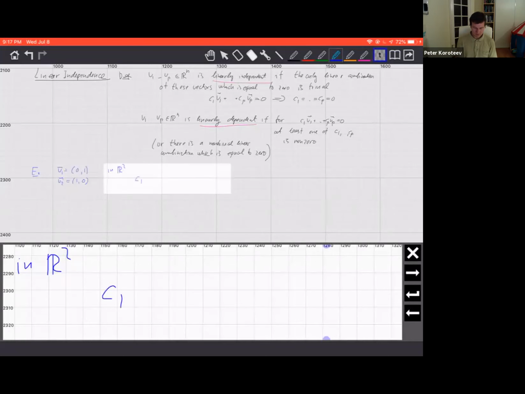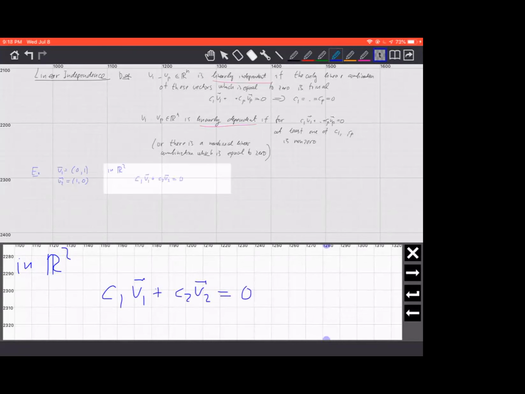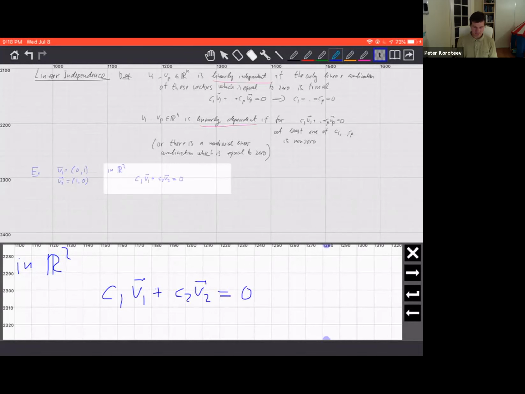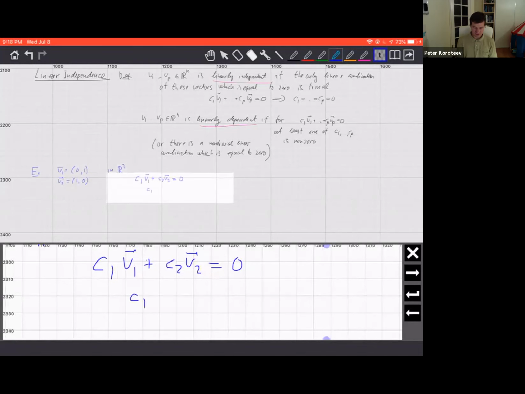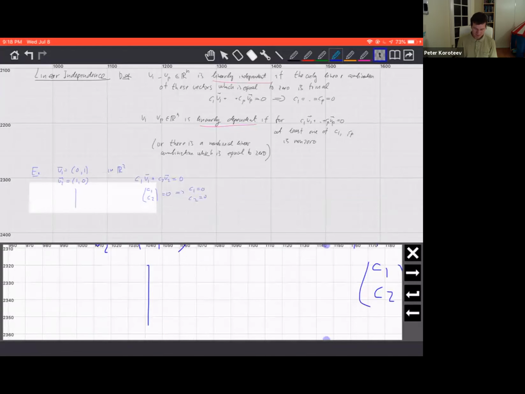So if we do C1 V1 plus C2 V2 and put it to 0, it's going to be independent. Yep, that's right, because that means that (C1, C2) equals 0, which tells you on the nose that C1 is 0 and C2 is 0. So these vectors are linearly independent. In fact, these are nothing but the basis vectors in 2-dimensional Euclidean space, so they are, of course, linearly independent.